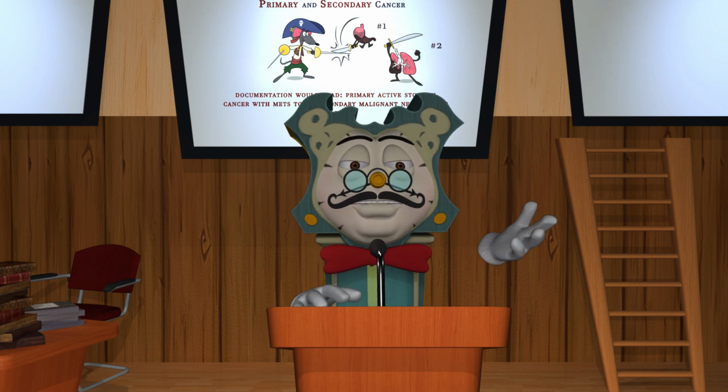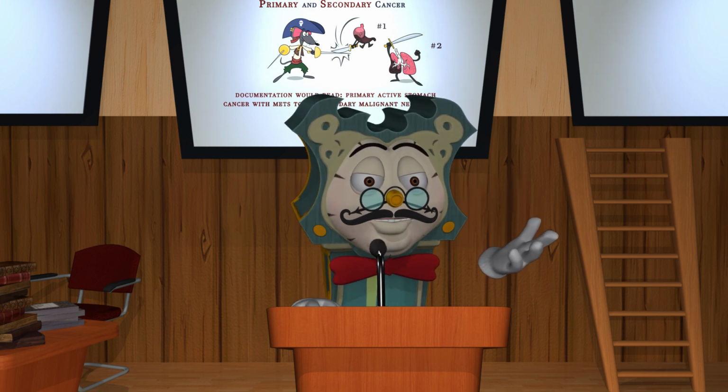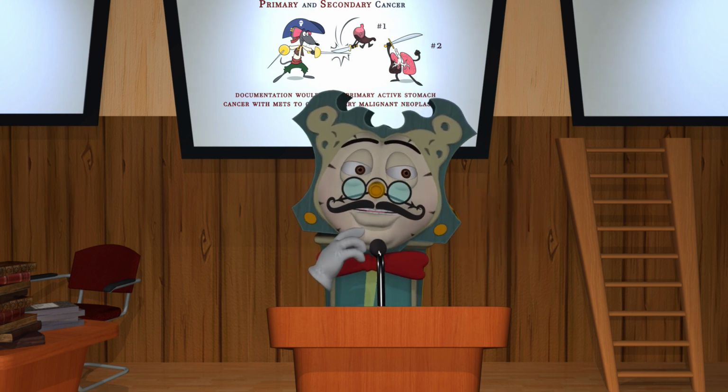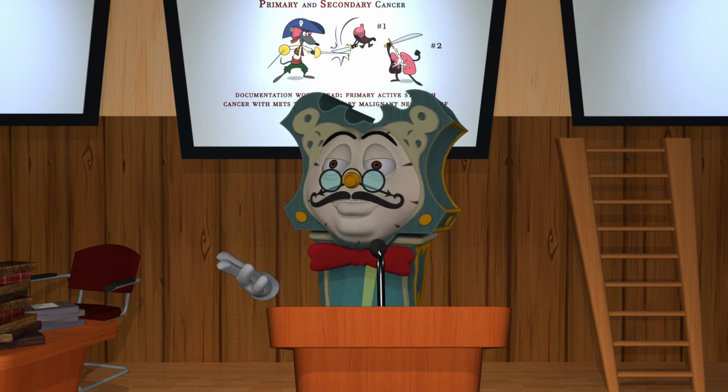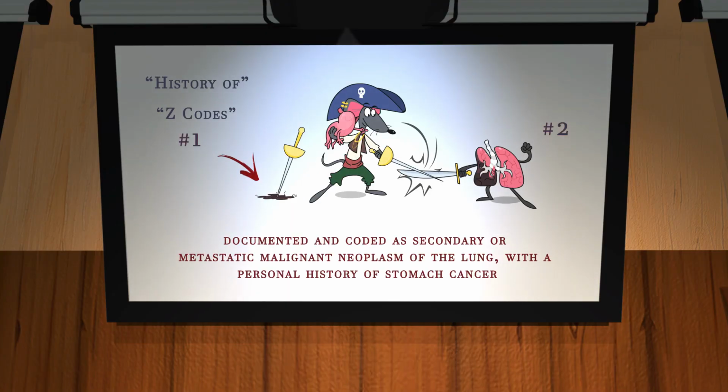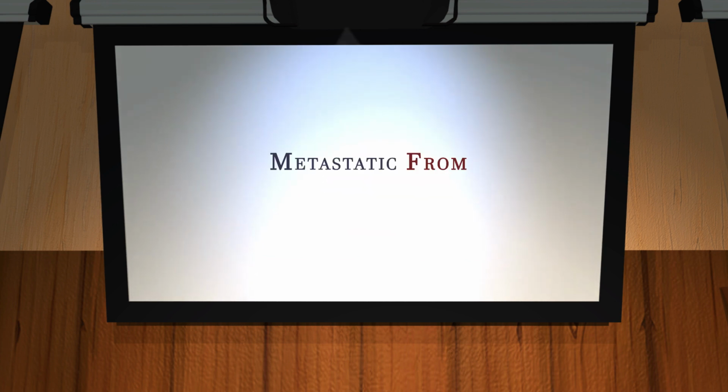Now, what happens when the primary site has been eradicated and yet there is metastatic disease in play, you may ask? Well, when the primary neoplasm has been excised or eradicated, it is documented as a personal history of whatever cancer and a history code from the Z category. Personal history of malignant neoplasm should be assigned. The statement metastatic from indicates that the site mentioned is the primary site.